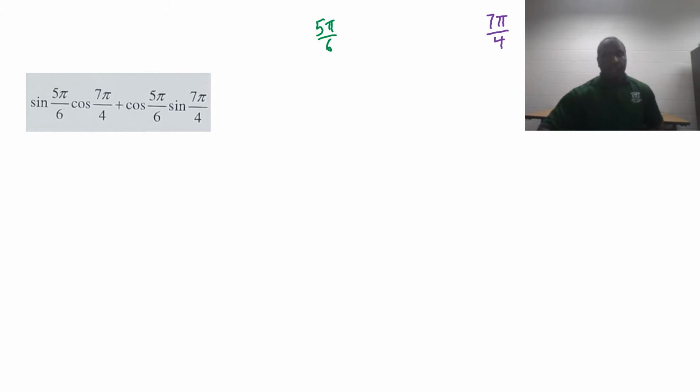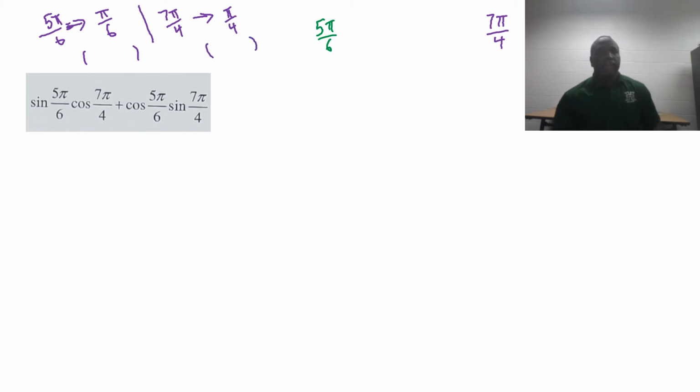So 5 pi over 6, you can check it yourself. Basically, the reference angles are going to have the same denominator. So 5 pi over 6 shares a reference angle with pi over 6. And similarly, 7 pi over 4 would share a reference angle with pi over 4. So we just need to figure out what the ordered pairs are for pi over 6 and pi over 4.